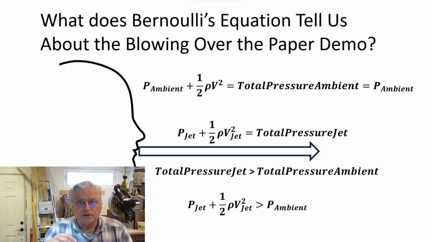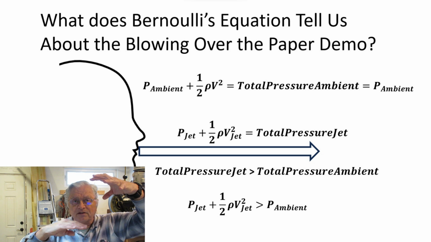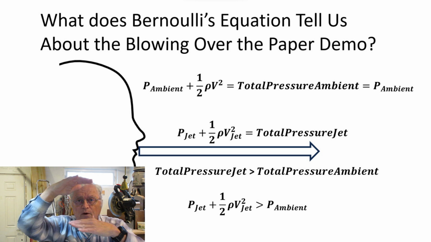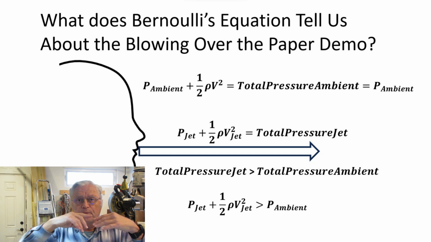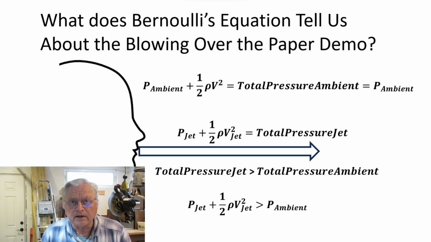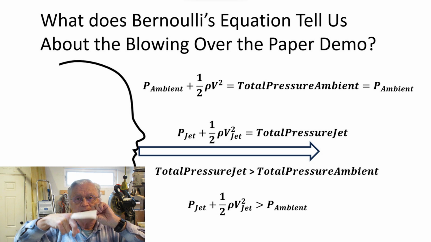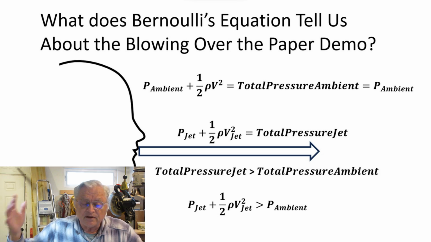All we know is the total pressures are different. Bernoulli is not telling us that the pressure in the jet is lower than the ambient pressure because it's moving, because those are different streamlines with different total pressures, and never the twain shall meet, okay? So the claim in our demonstration that it's this lower pressure in the jet causing the paper to rise is not supported by Bernoulli. That's the simple mathematical fact there.